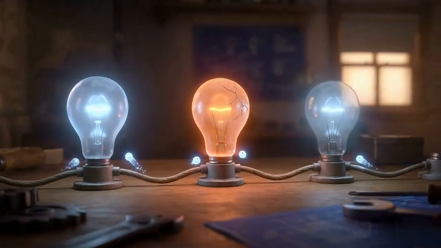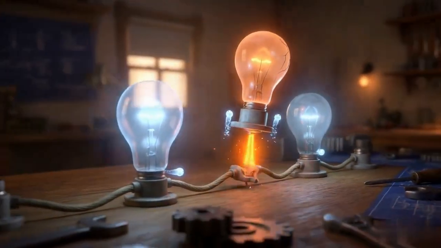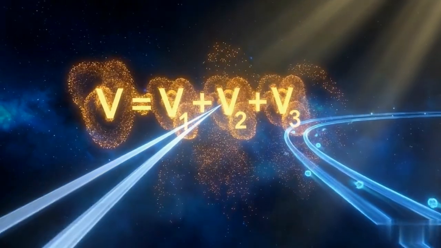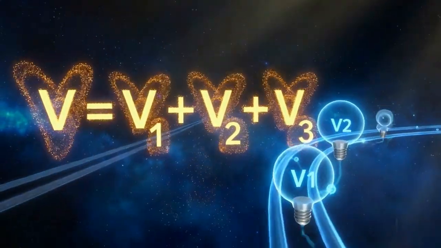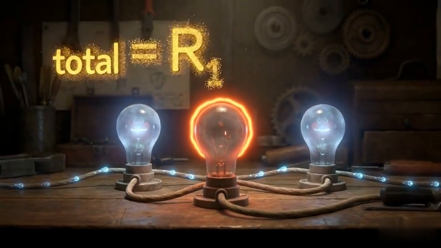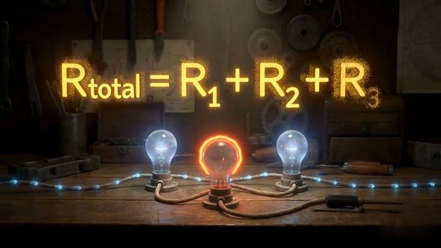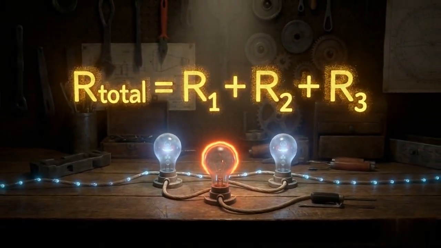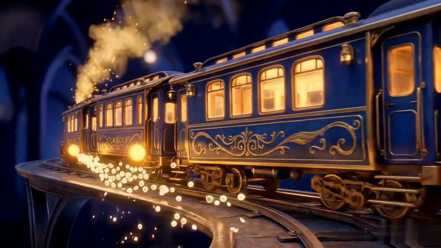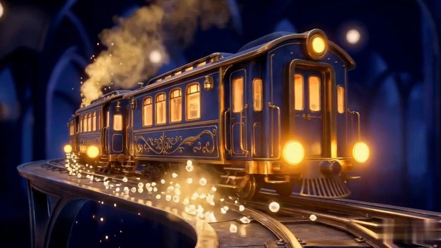Think of it like a train. If one coach gets disconnected, the whole train stops. That's exactly how a series circuit works. In a series circuit, total voltage equals V1 plus V2 plus V3, meaning voltage gets divided across components. And what about resistance? In series, total resistance equals R1 plus R2 plus R3, meaning resistance keeps increasing. In a series circuit, current remains the same everywhere. I equals I1 equals I2 equals I3.